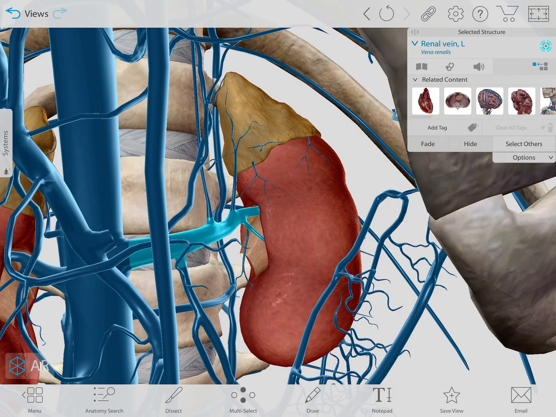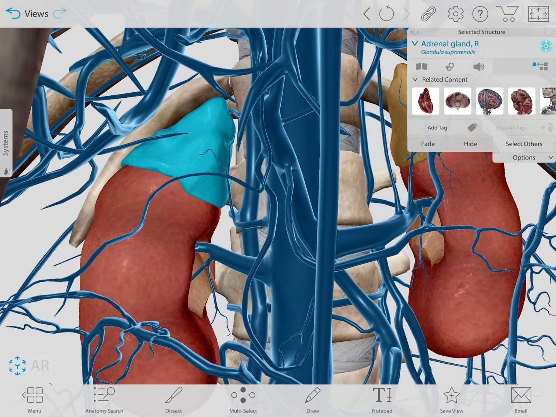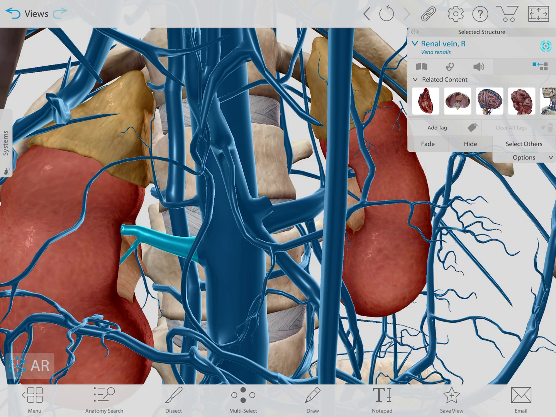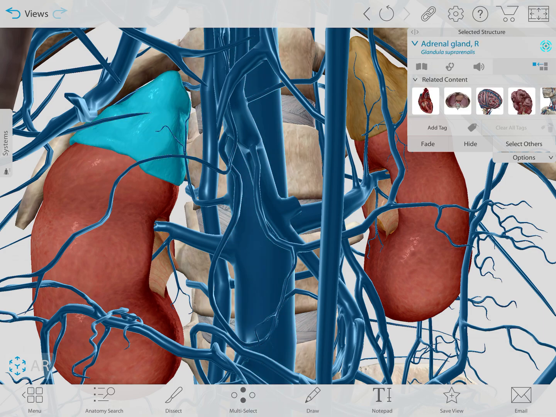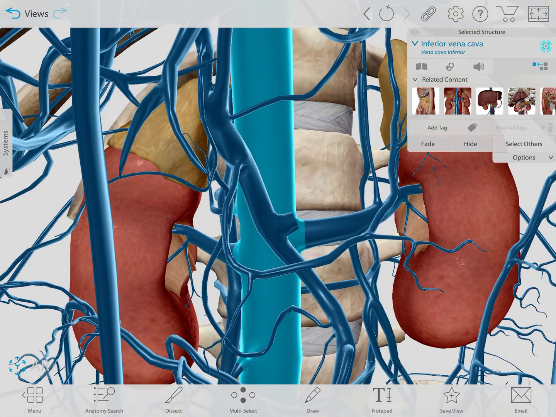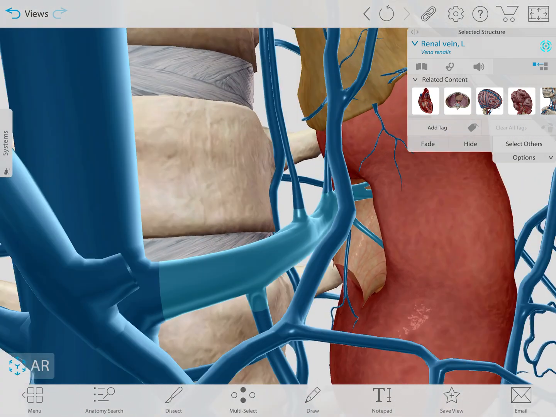If we come over and look at the other one, here's our right adrenal gland. Here is our right adrenal vein, or suprarenal vein. Note that it does not go into the renal vein, but it goes into the IVC, or the inferior vena cava. And this pattern is the exact same as what you see with the gonads. The right gonadal vein, just like the right adrenal vein, goes directly into the IVC. The left gonadal vein goes directly into the left renal vein, just like our left adrenal vein, or suprarenal vein.